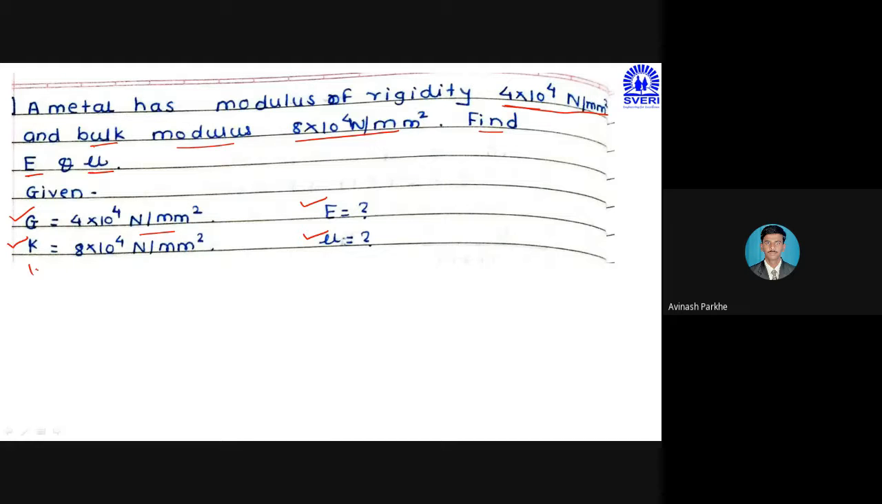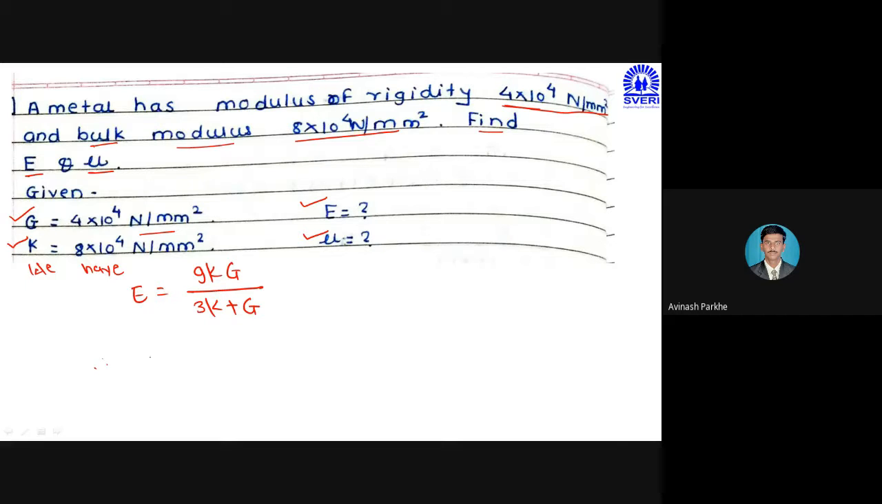Why do we have to use this particular formula? Because we have the common relation between all three elastic constants, and out of the three, two elastic constants are given. G is given and K is given, and from that G and K we can calculate the Young's modulus E. Therefore, E is equal to 9KG divided by 3K plus G.